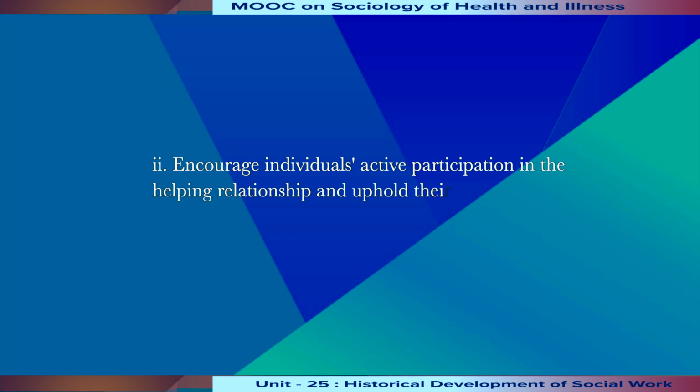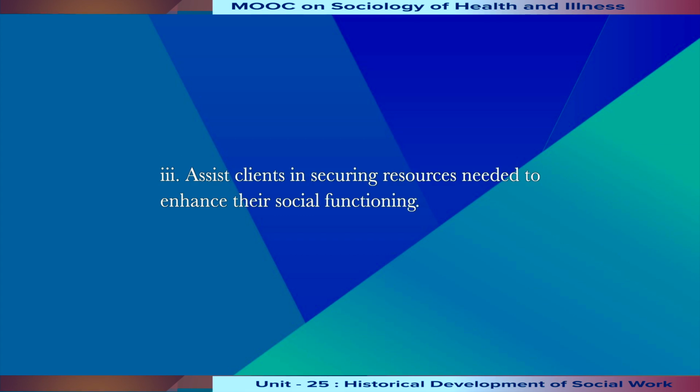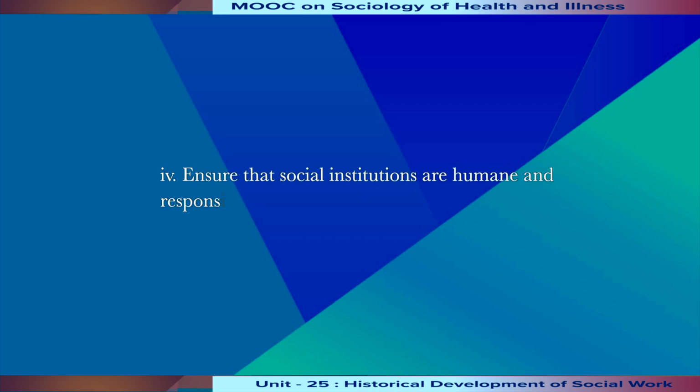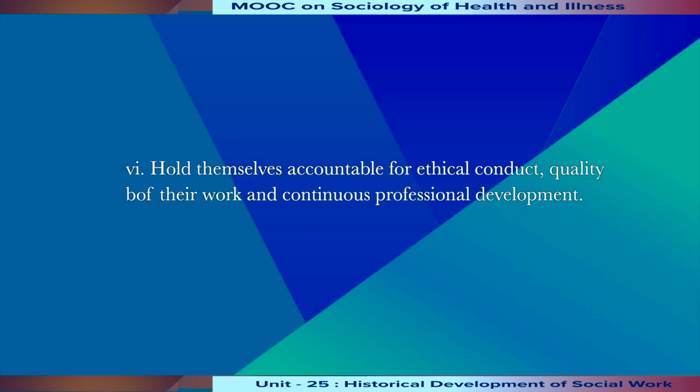Number 2, encourage individuals' participation in the helping relationship and uphold their right to make their own decisions. Number 3, assist clients in securing resources needed to enhance their social functioning. Number 4, ensure that social institutions are humane and responsive to human needs. Accept and appreciate diverse populations. Hold themselves accountable for ethical conduct, quality of their work, and continuous professional development.